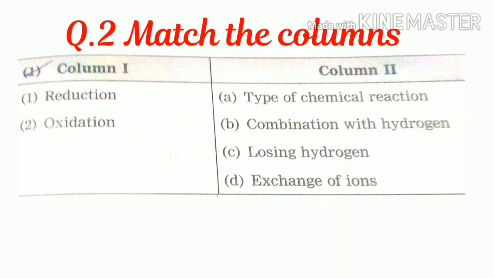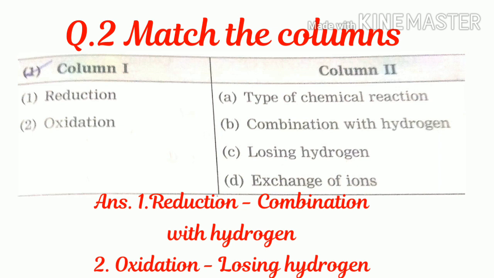Question number 2. Match the columns. Column 1: A. Reduction, B. Oxidation. Column 2: A. Type of chemical reaction, B. Combination with hydrogen, C. Losing hydrogen, and D. Exchange of ions. Answers: 1. Reduction, combination with hydrogen. 2. Oxidation, losing hydrogen.